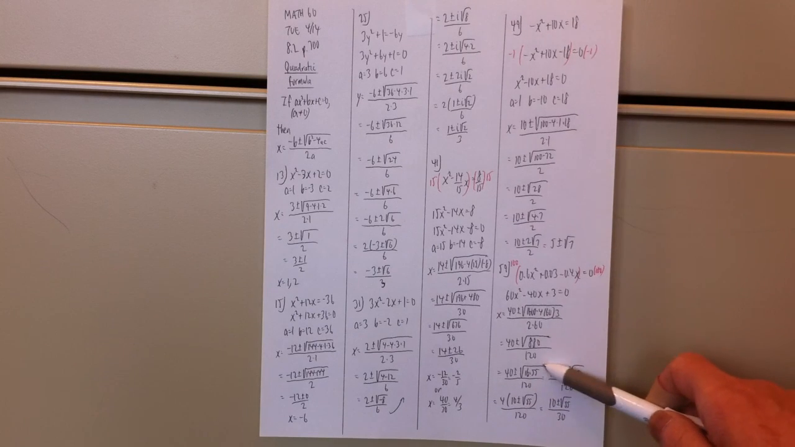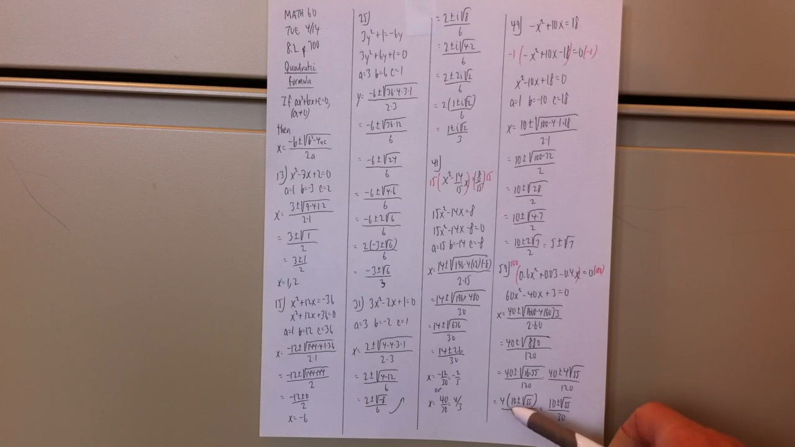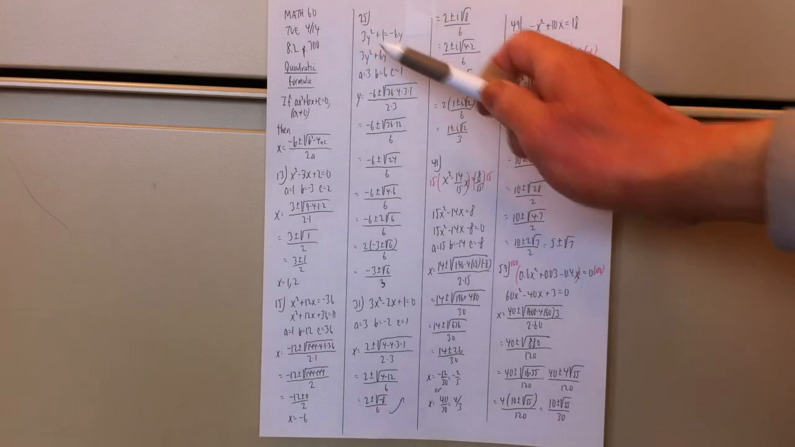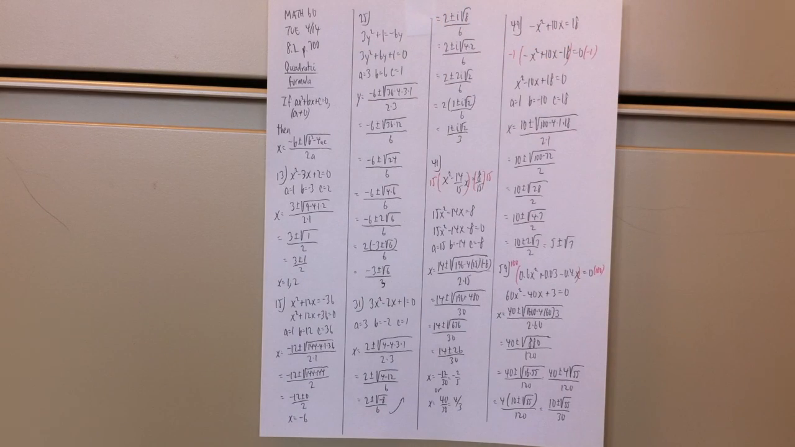And I can factor out a 4 in the numerator, so 4 parentheses 10 plus or minus radical 55 all over 120. And that 4 can partially cancel the 120, so I'll be left with 10 plus or minus radical 55 all over 30. So these are notes from Melham's Math 60, Quadratic Formula, for Tuesday, April the 14th, section 8.2, page 700.